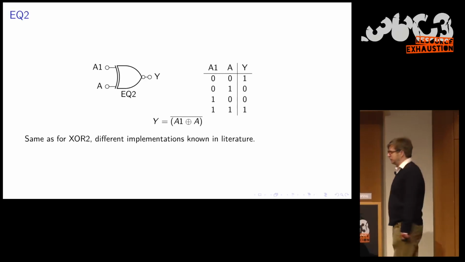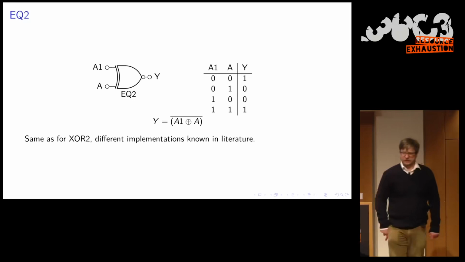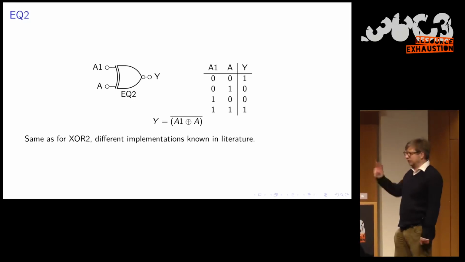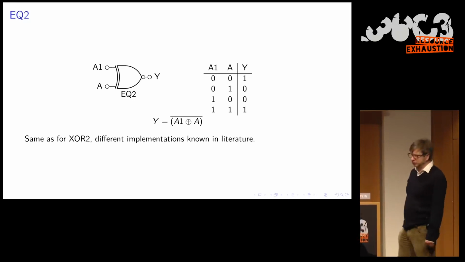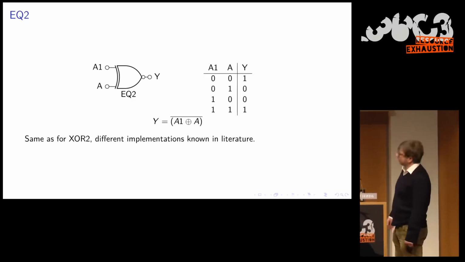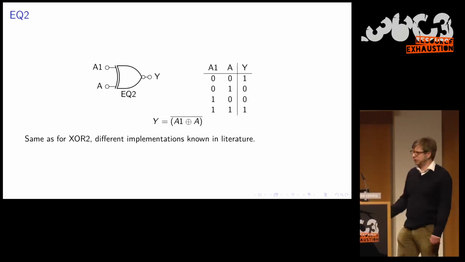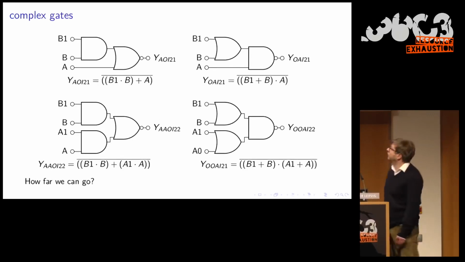That's the inverse version of the XOR. It's usually called XNOR. It's an XOR but inverted. So when both inputs are different, then you have the 0. When they are the same, then you have the 1. There's the same amount of implementations in the literature.